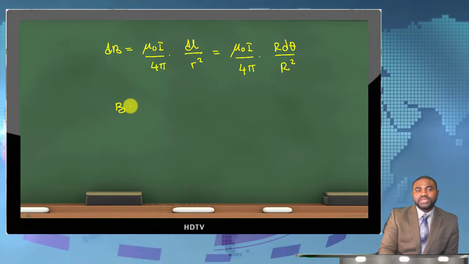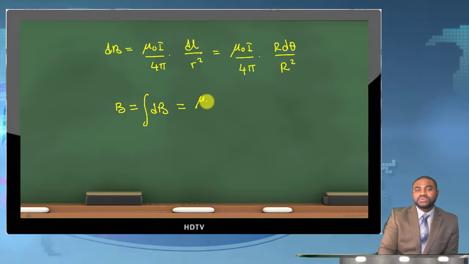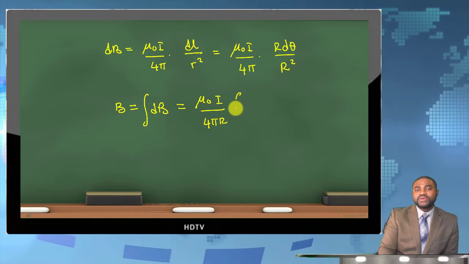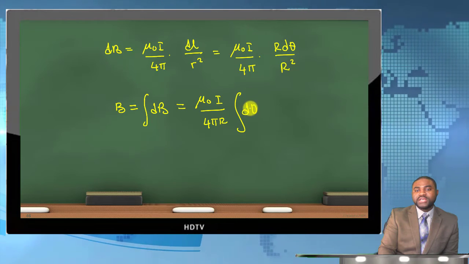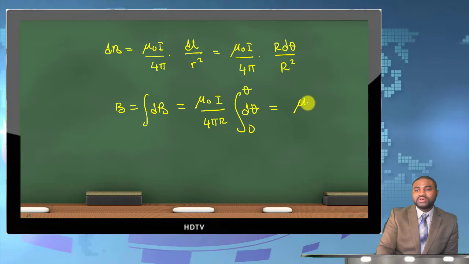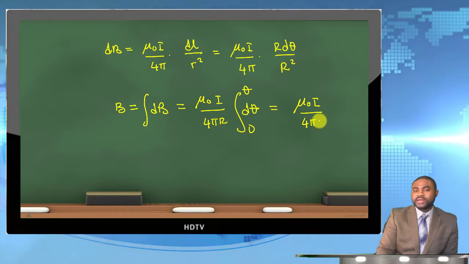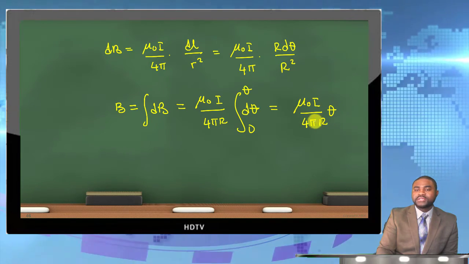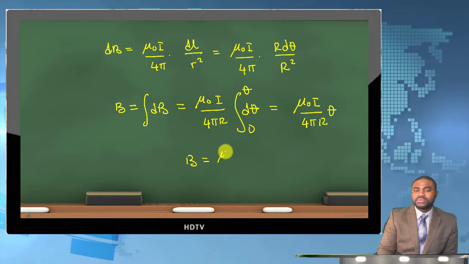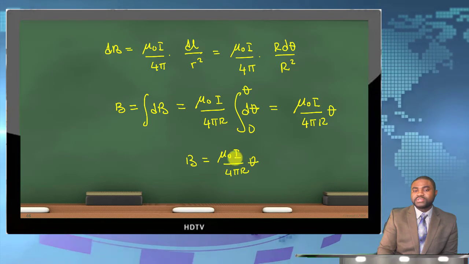Therefore B, which is the integral of dB, will be equal to mu naught I over 4 pi r, the integral of d theta from 0 to theta, which is just going to be mu naught I divided by 4 pi r multiplied by theta. So B is equal to mu naught I divided by 4 pi r multiplied by theta.